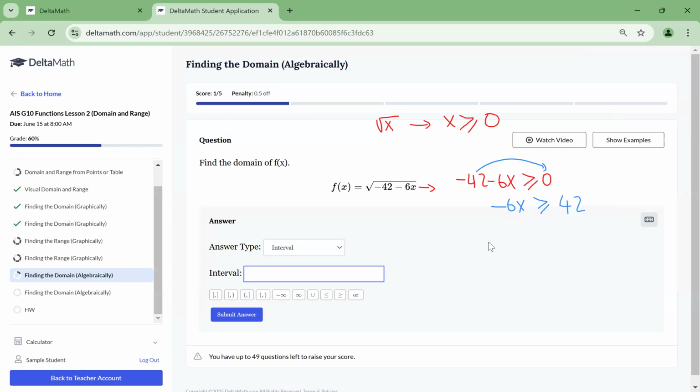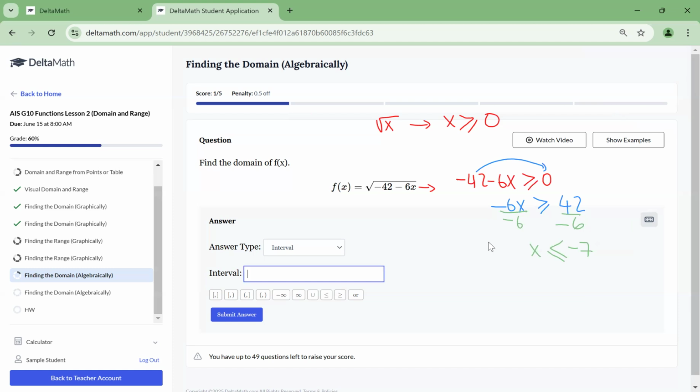And then we can divide both sides by a negative 6. However, if you're multiplying or dividing by a negative, you have to change the inequality sign. So it becomes x is less than or equal to negative 7.